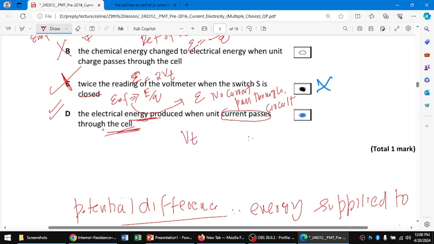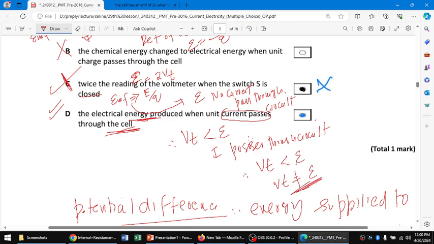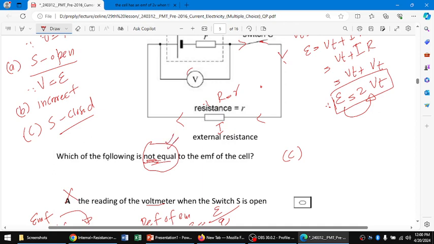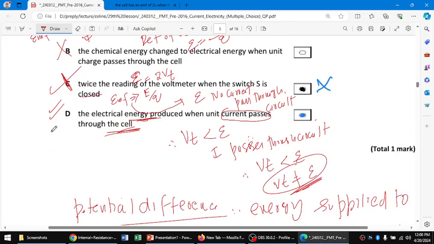So the terminal potential difference is less than the EMF when current I passes through the circuit. So Vt does not equal the EMF, and this option is the correct option. Which one is not equal to EMF? D option is the correct one. Okay, thank you.